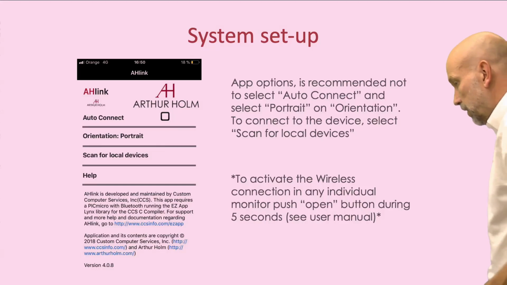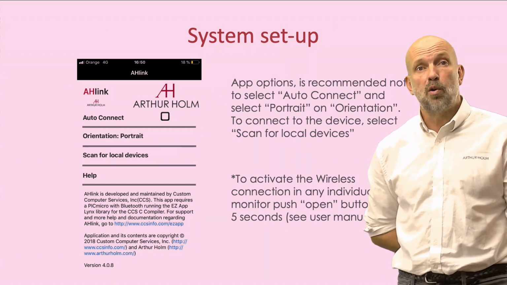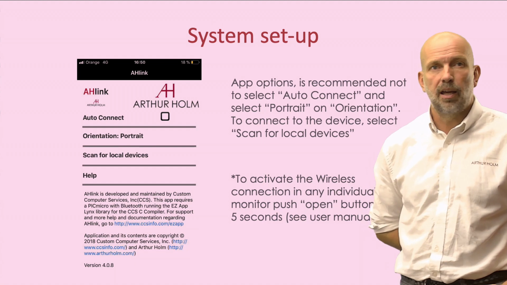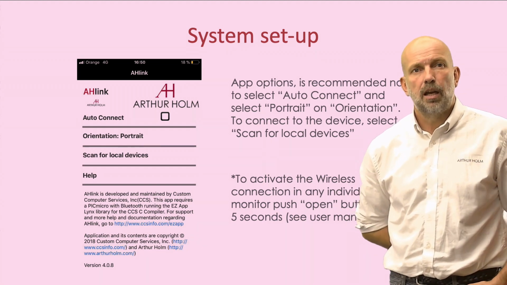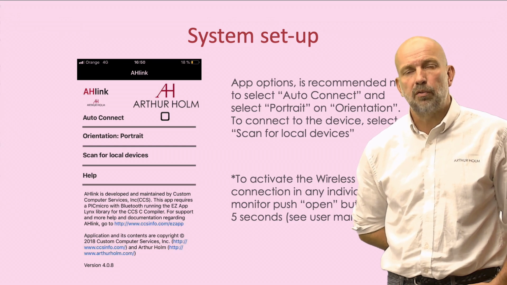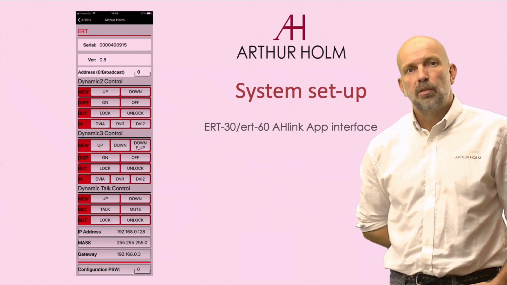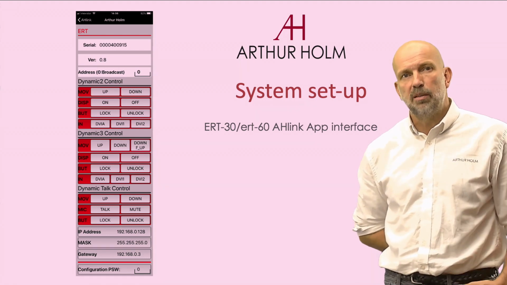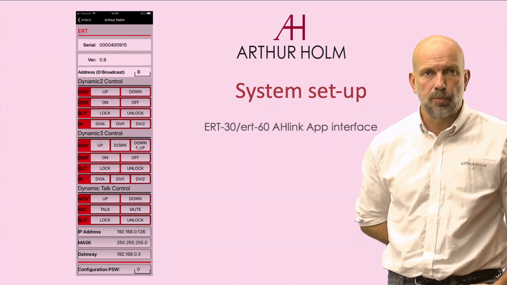So if you have downloaded the app and you have it on your phone, you activate the AH Link, you see this image. You press on the screen where it says scan for devices, and then the device that you have activated will pop up. When you press on that, you'll go in and you'll see the menu. You'll find what product it is, and then you'll select what you want to do.